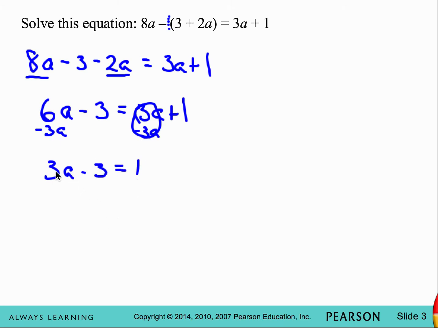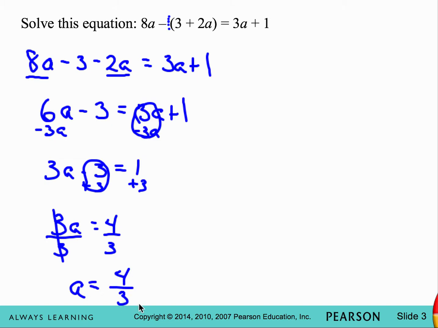Undo what's being added or subtracted to the variable. So let's add 3 to both sides. And then undo what's being multiplied to the variable. And you can always check your answer.